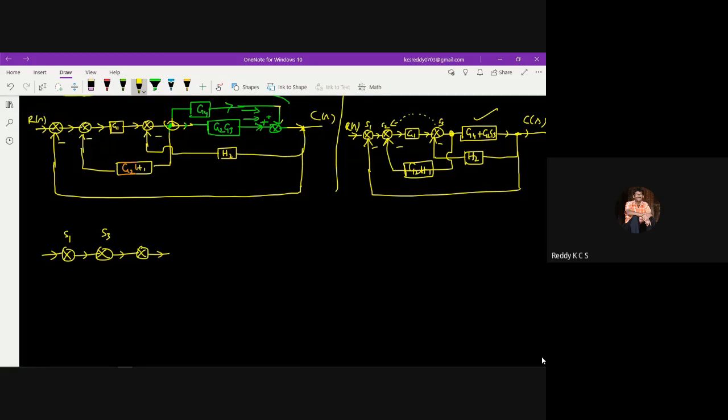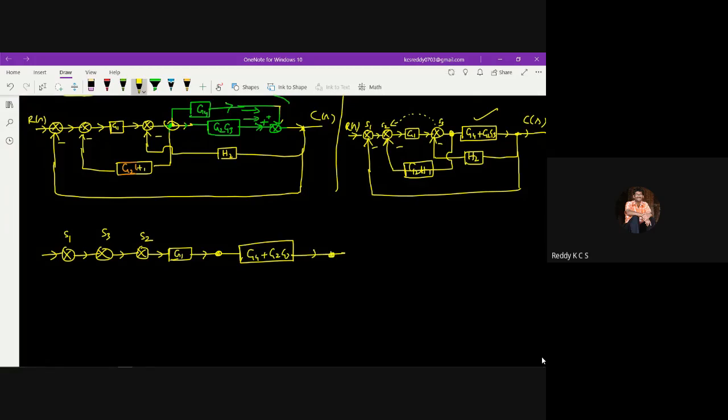Okay, so this is the S2, and then this is the G1, and this is nothing because the summing point has come to here, so nothing is there in between, but one takeoff point is still there, and then G2 plus G4 plus G2 G3, and then the output signal.